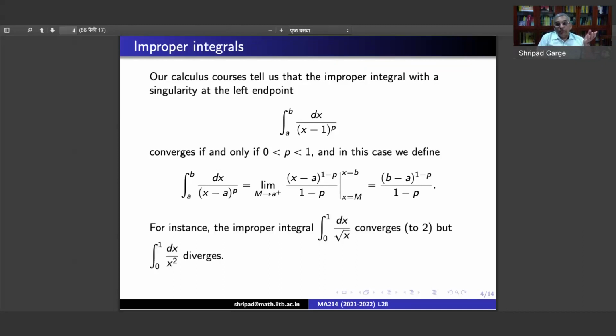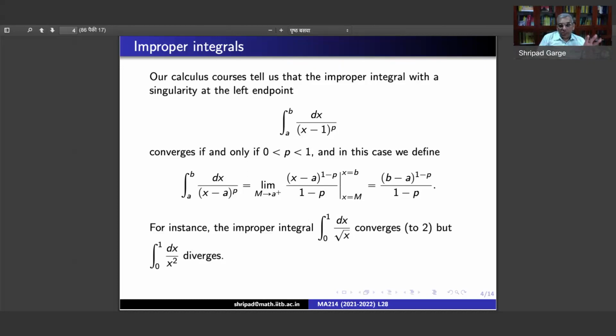For instance, the improper integral of dx upon square root of x converges, and it converges to 2. You can just look at the above formula and compute this integral where a is 0 and b is 1. Whereas if you are looking at the same endpoints but the function is 1 upon x squared, then its integral diverges. So some improper integrals exist, converging to a real number, and some others just go to infinity, they diverge.